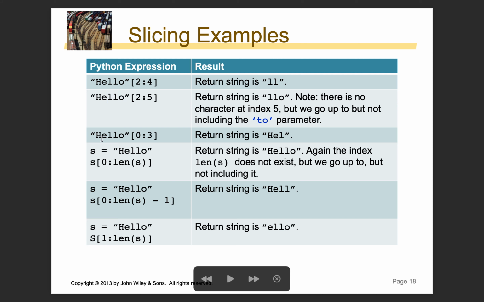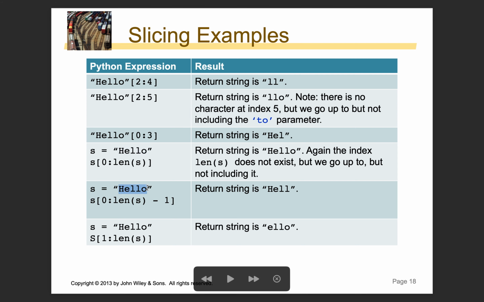Okay. Hello from 0 to 3, we start at the 0th position, which is H, and we go up to, but not including, the 3rd position, which is the 2nd L. So we only get HEL out. Okay, if our string was hello, and we go from 0 to the length of S, which is length 5, so we go from 0 to 5, but we don't take the 5th index because it doesn't exist. We go up to, but not including it. So we actually take up to and including the 4th index, which is the O, and we'd get the full hello back.